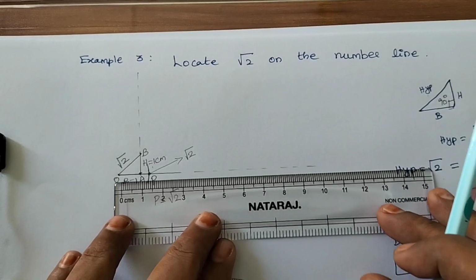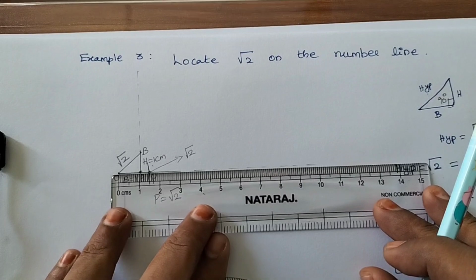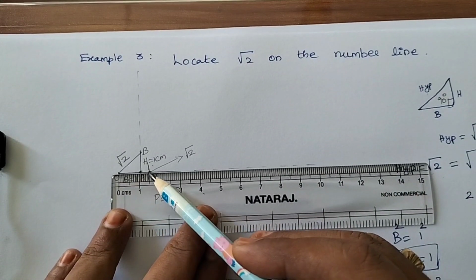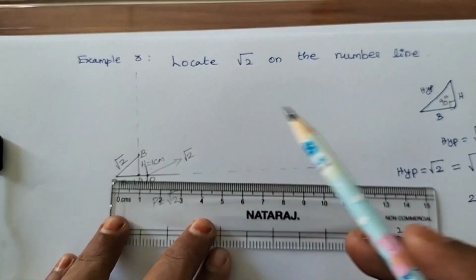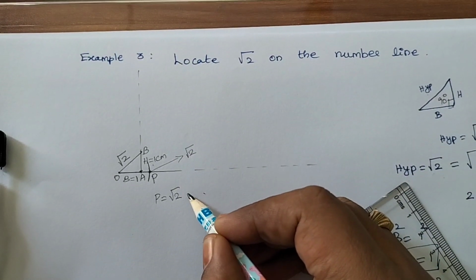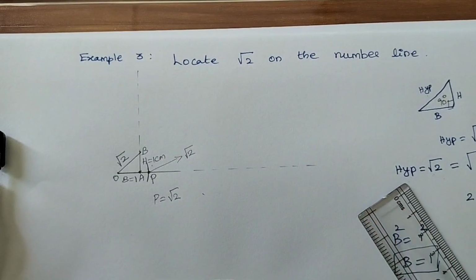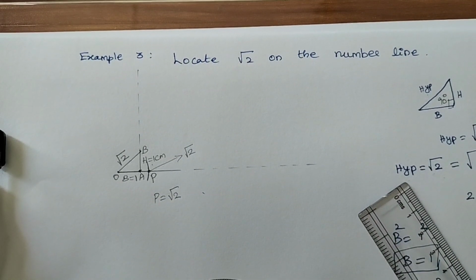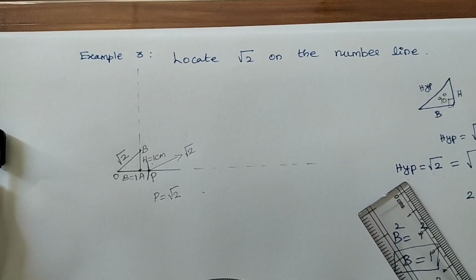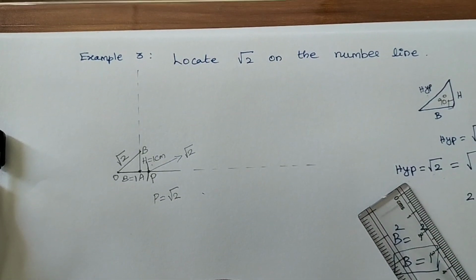Okay. So as I said, it should be somewhat around 1.414. If you measure that, it will come nearby 1.5. So it is nothing but 1.414. By measuring the value also, we can easily find out that we have marked it properly on the number line. Okay, so like this only we have to locate root 2 on the number line.